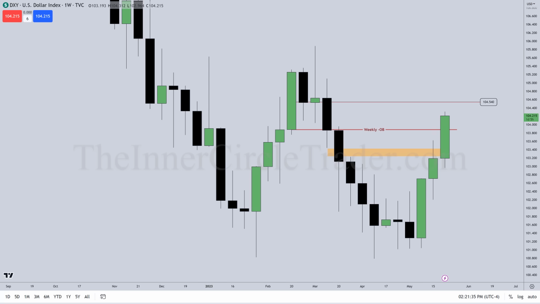So here we have the weekly chart of the dollar index. And if you've been keeping notes, we've been pretty much calling this day by day, and you might have missed how it's performing as we're outlining each day. So just want to bring that to your attention.